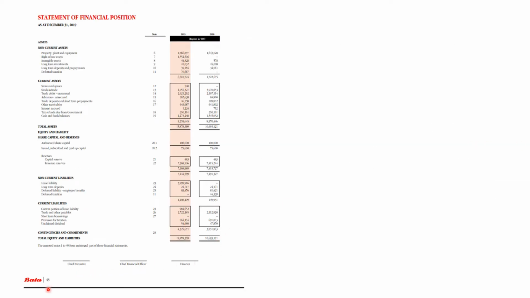For example, this is the balance sheet of Bata Pakistan Limited, and we can see here that assets are categorized as non-current assets and current assets. Similarly, liabilities are also classified as non-current and current liabilities.